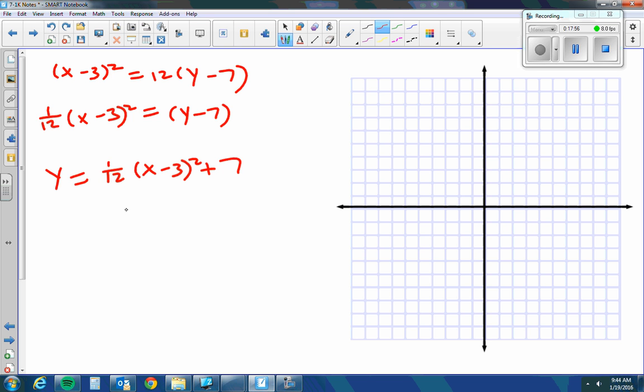And as far as where's the vertex, the vertex, you do the opposite of this. So it's positive 3 for the x and a positive 7 for the y. You don't write all this down, but write that down on the blank for the vertex. That is correct.